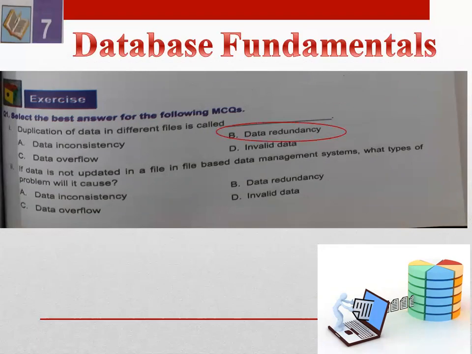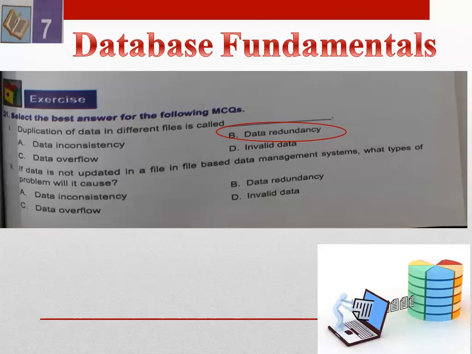Repetition and duplication of data. Data redundancy means the duplication of data in different files. When you repeat the same record in different files, that is called data redundancy, the duplication of your data.